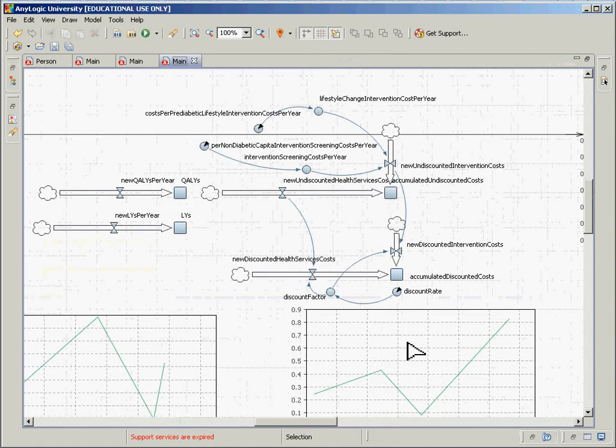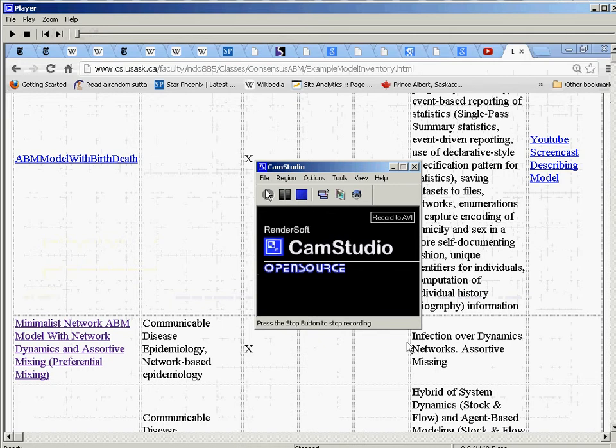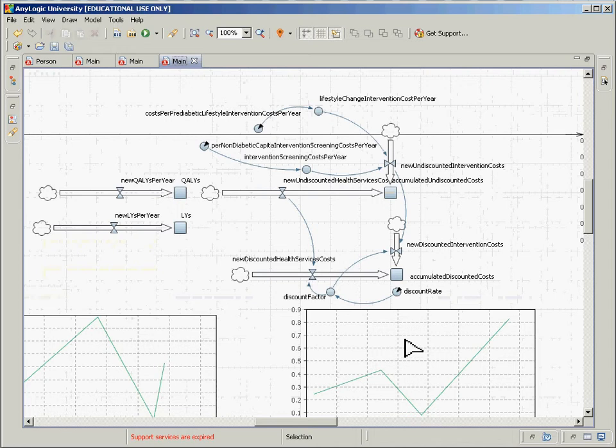It's specifically their stocks and flows associated with costs, both discounted costs and sort of undiscounted costs. And we also have stocks and flows associated with quality adjusted life years lived and life years lived by the population. And the rates of flow into these are determined by a set of quantities.